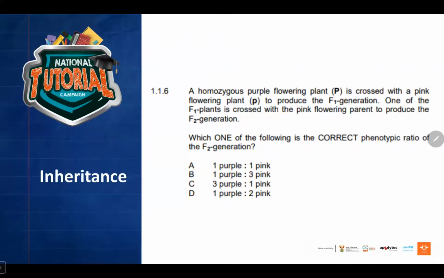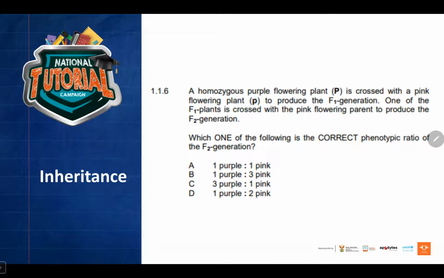Okay, here we start now talking about inheritance. So the question 1.1.6 read, a homozygous purple plant, capital P, is crossed with a pink flowering plant, small letter p, to produce the F1 generation. One of the F1 plants is crossed with a pink flowering parent to produce the F2 generation. Now they ask us, which one of the following is the correct phenotypic ratio of the F2 generation?